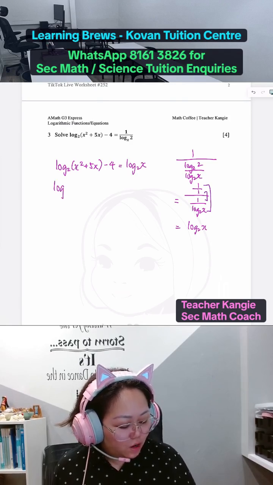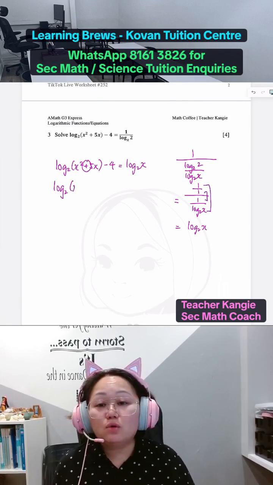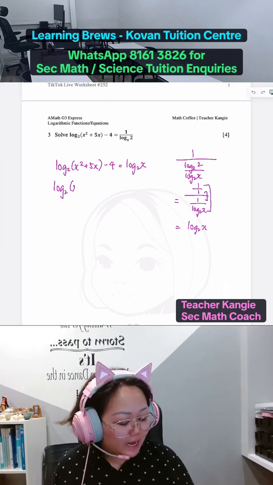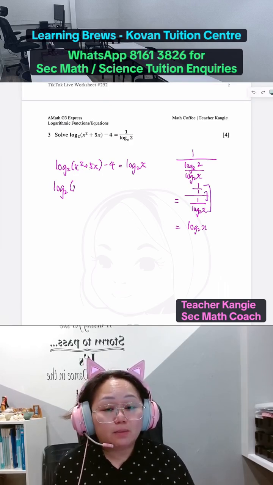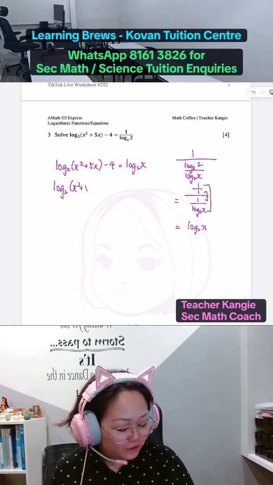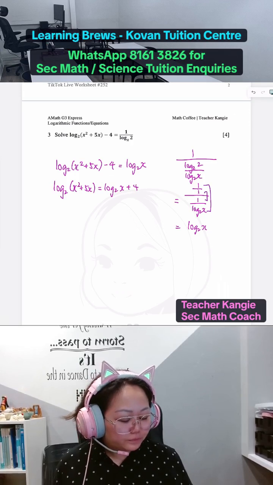Okay, so log 2, please don't split this. There's no law to split when the middle is a plus. You can only split it when it is multiply or divide. So x squared plus 5x equals log 2x plus 4.